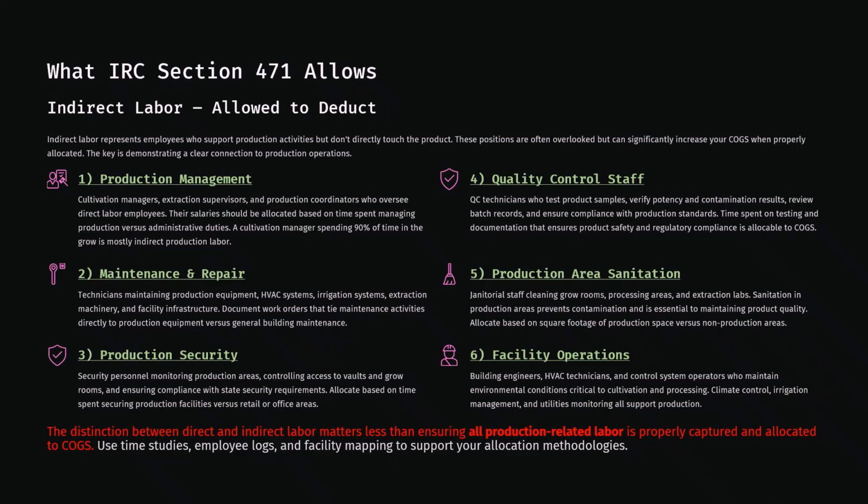So the bottom line, these indirect labor roles are often the difference between a 50% and a 30% effective tax rate if you can show the IRS how they support production. So don't ignore these roles. They may not touch the plant, but they absolutely touch your bottom line.